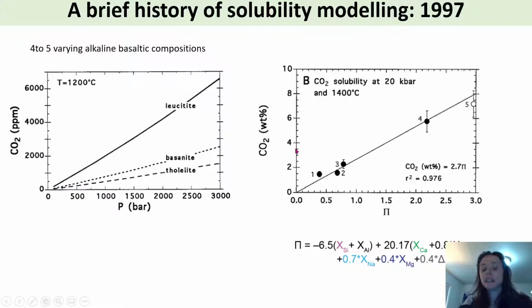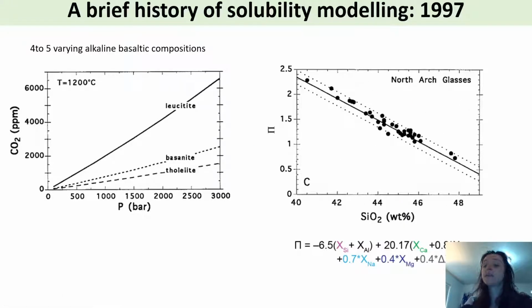And what they saw is that the amount of CO2 that dissolves is a strong function of this parameter pi in the melt. And pi is calculated from cation fractions of silica, aluminum, calcium, potassium, sodium, magnesium and iron. So you can see this relationship here shows how CO2 increases with pi at a fixed pressure and temperature.